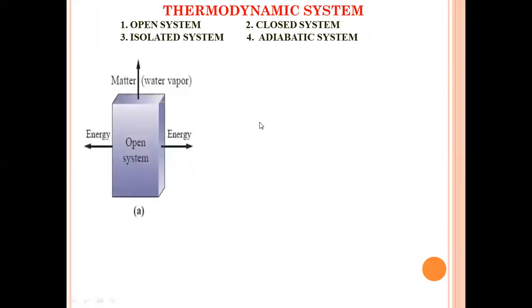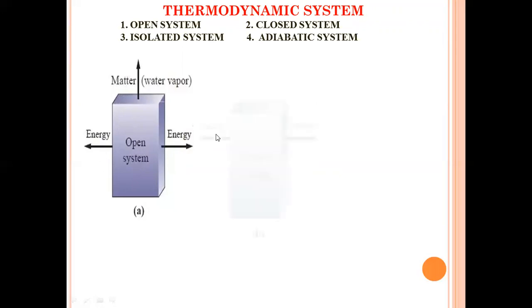Thermodynamic systems. Thermodynamic systems are classified into four different categories: open system, closed system, isolated system, and adiabatic system. So let us discuss one by one. First one is open system. An open system is that system in which both mass and energy can cross the boundary of the system. That system is called an open system.